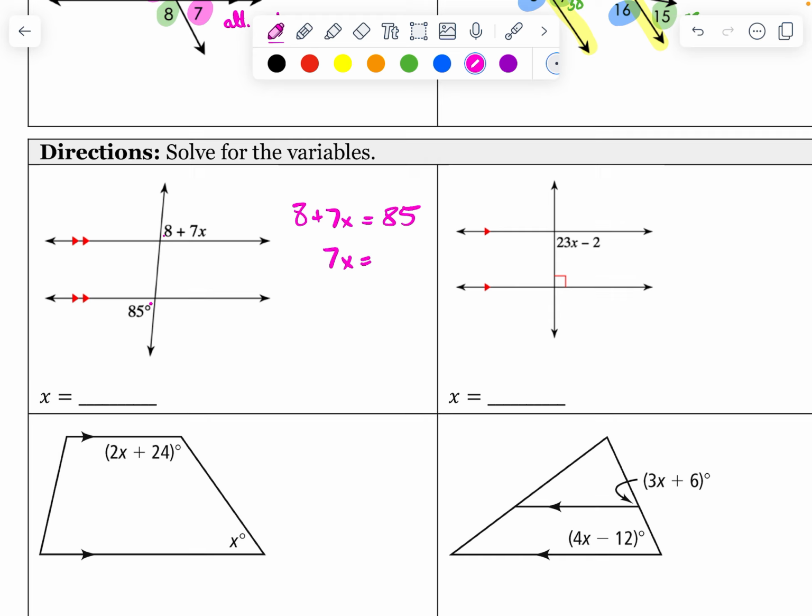Minus 8 on both sides is 77. Divide by 7, x is equal to 11, and it just wanted x because we know that that is going to be 85 when we plug it back in.